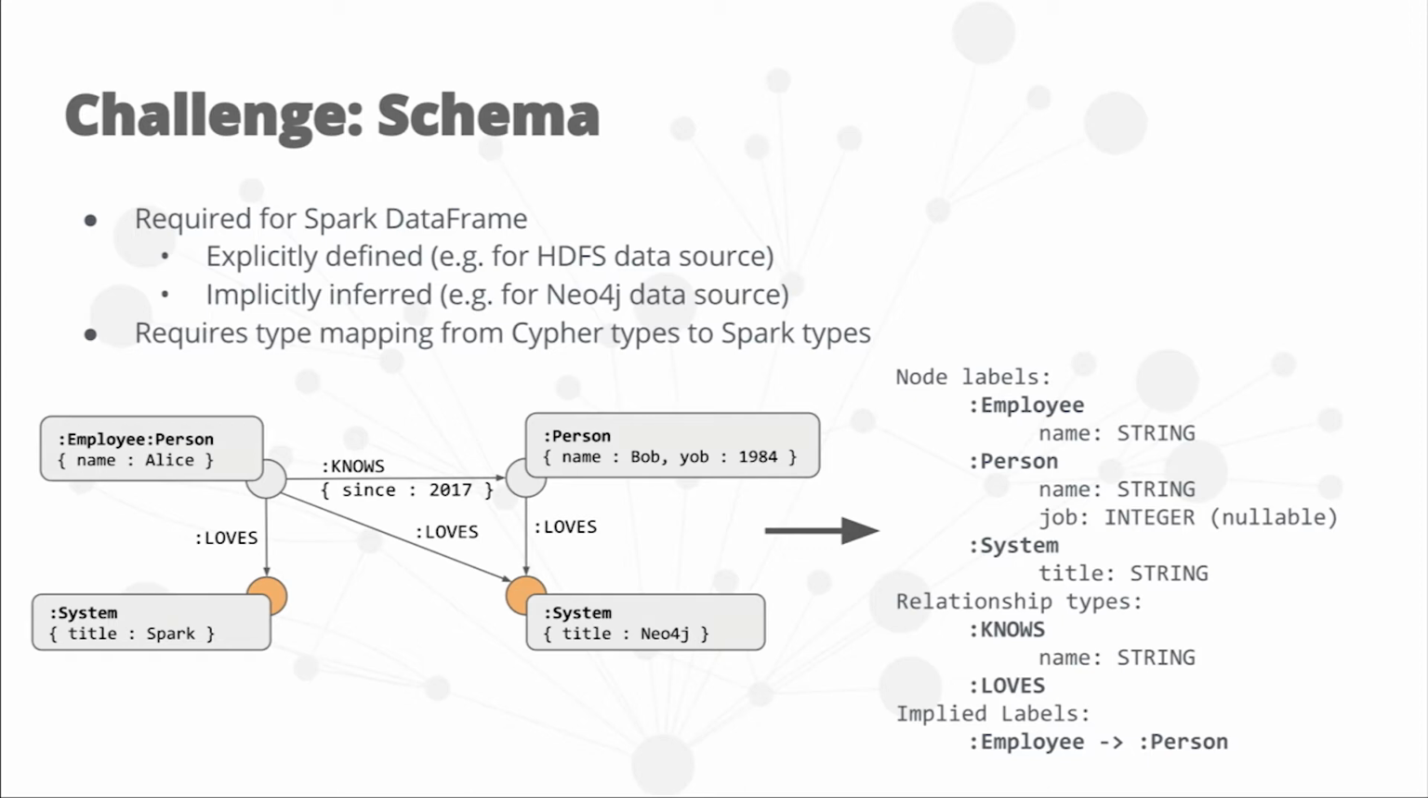And what you also see is that, for example, Alice and Bob have different sets of properties. Bob has the year of birth property, which means in the schema, this is a nullable property.